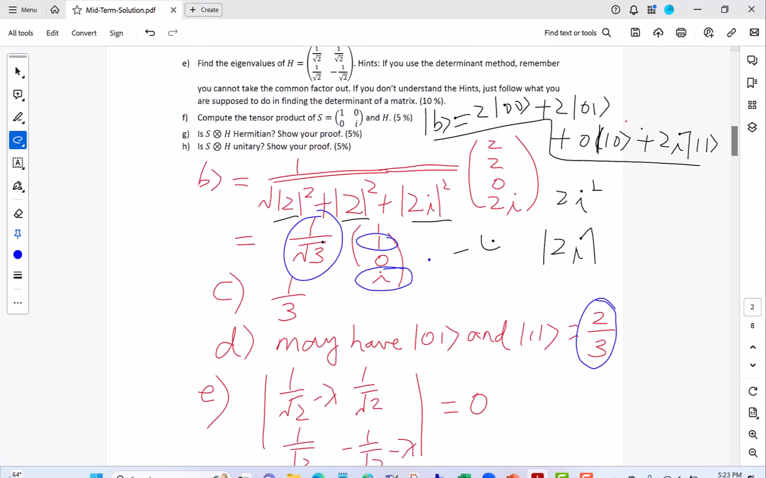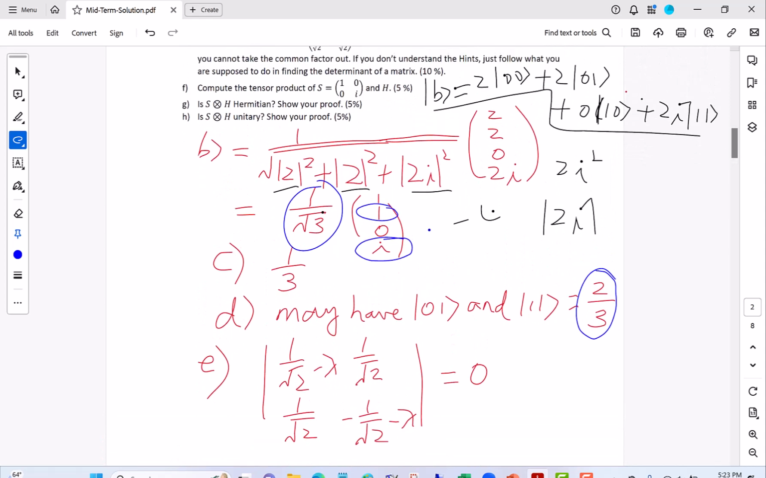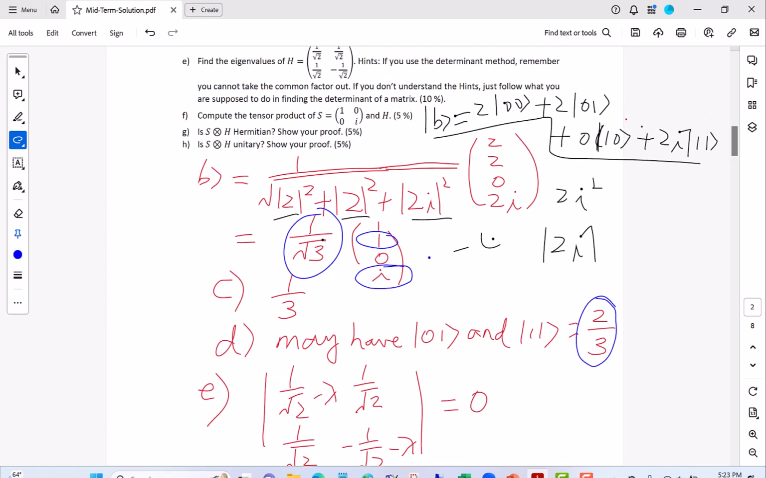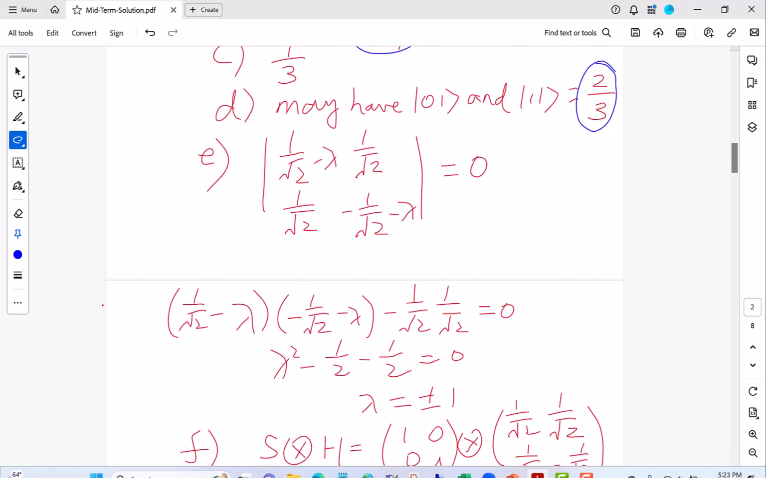For E, to find the eigenvalue, use the determinant method on the Hadamard gate matrix. So you just do this. This is the equation that you need to put in your cheat sheet. And then you do this one multiply this one minus this one multiply this one. Then eventually you get lambda equal plus minus 1. Turns out to be the same as sigma Z, sigma X, and sigma Y.